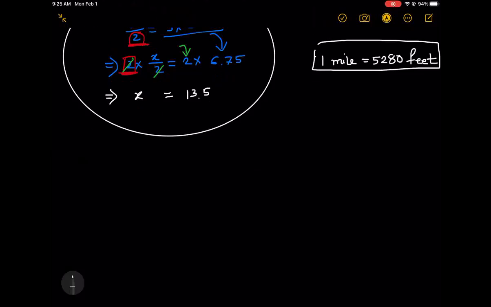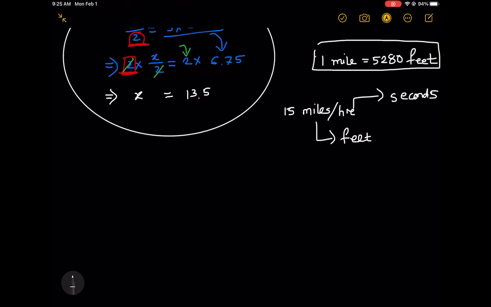Okay, so the question says a bicycle is traveling at 15 miles per hour. So 15 miles per hour. And the question says we need to find how many feet it will cover in 20 seconds. So you can see we need to convert this miles to feet and this hour to seconds, right? Yeah, seconds. We need to convert both of these units.